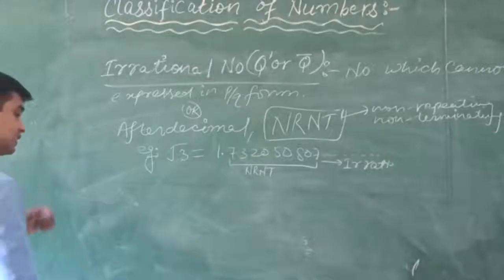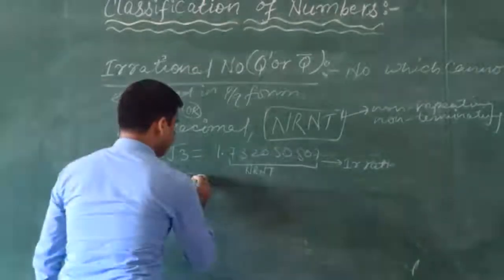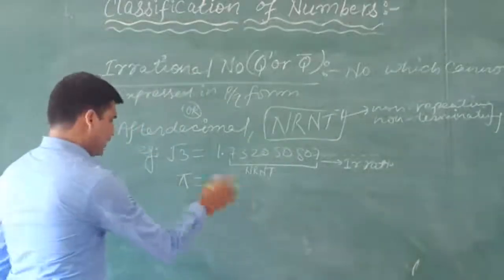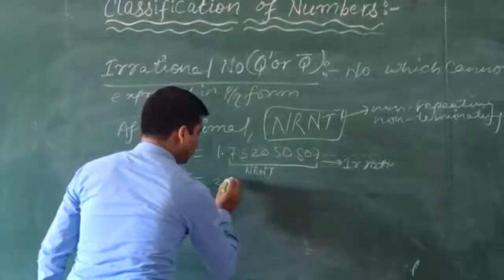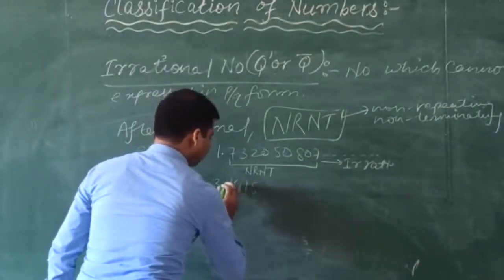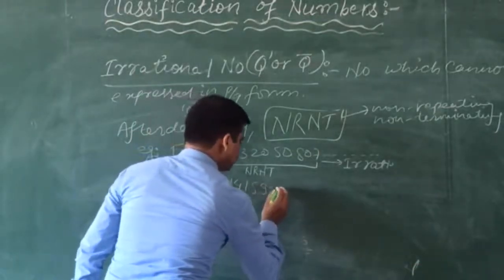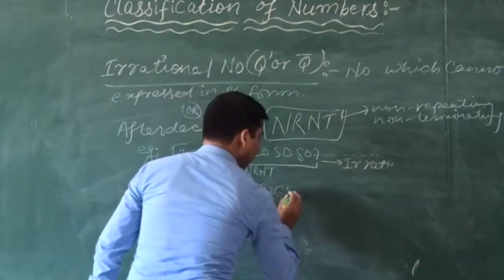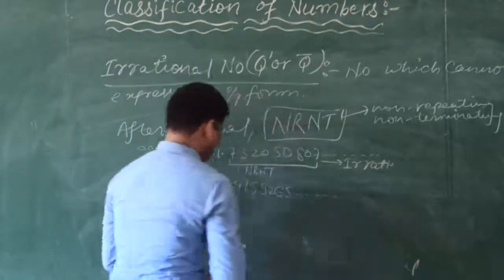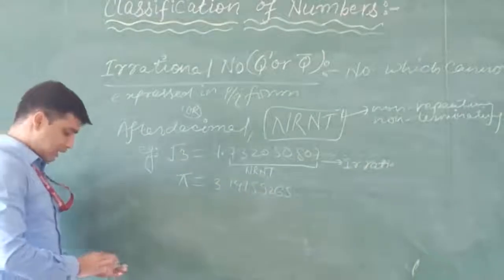What is the second example? The second example is pi. Is pi rational or irrational? Irrational number. What is the value of this? 3.14159265, in this way it is going. Now see this here. Is this irrational or rational? Irrational. How? See this here.